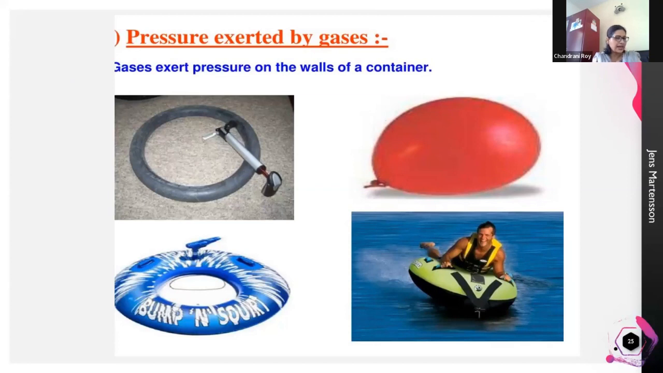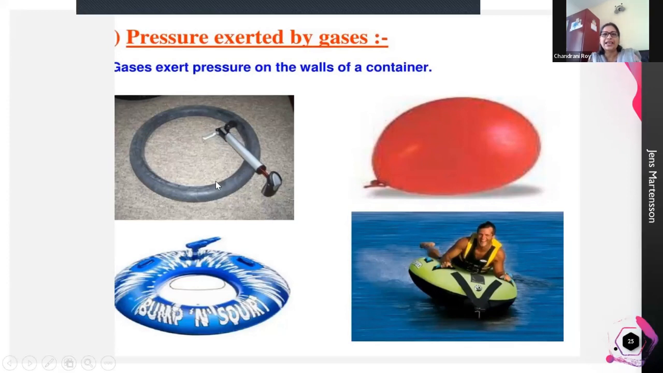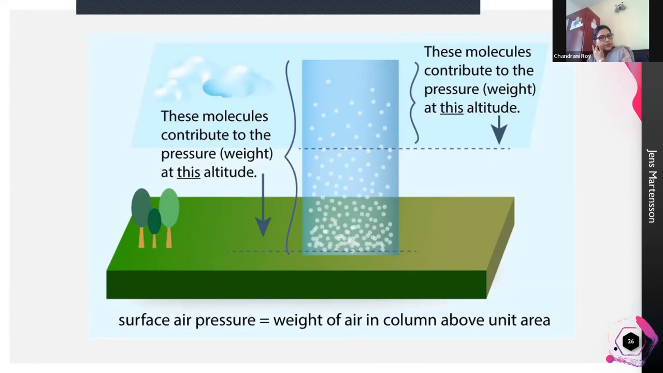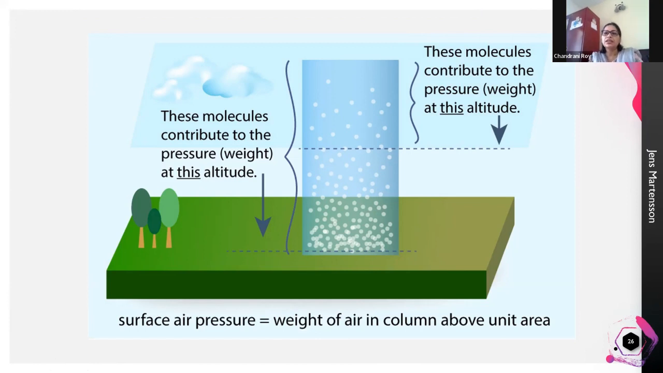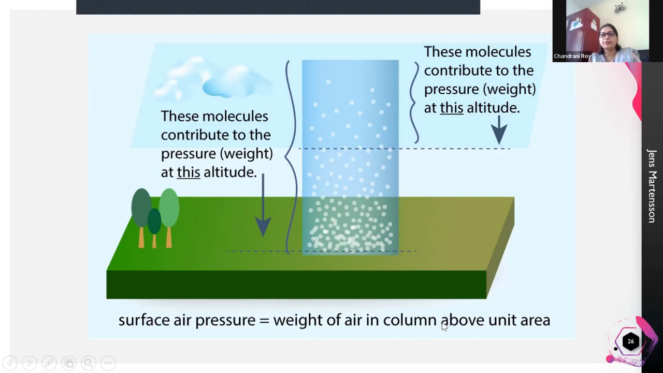And then we also have pressure exerted by gases. These are some examples where we have tubes filled with gas, balloons, and some speedboats which are filled by gases which are used in water sports. So pressure exerted by gases takes us to atmospheric pressure. The molecules of air above us contribute to the pressure at a particular sea level. Depending upon the height of a place, air pressure changes. And air pressure is nothing but the weight of the air column which is above a unit area.